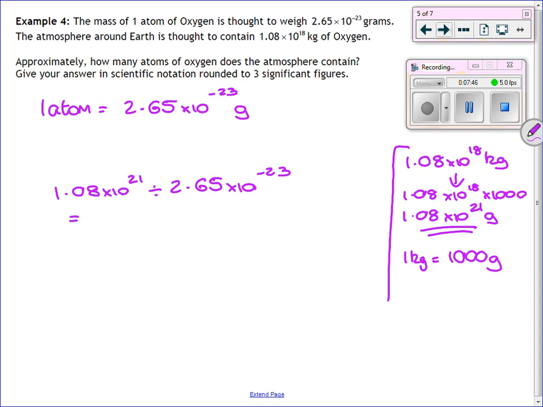So we've got 1.08 times 10 to the power of 21 divided by 2.65 times 10 to the power of, and remember to press your negative button here, negative 23. That gives me quite a long number to display. So it's giving me 4.075471698 times 10 to the power of 43 atoms.